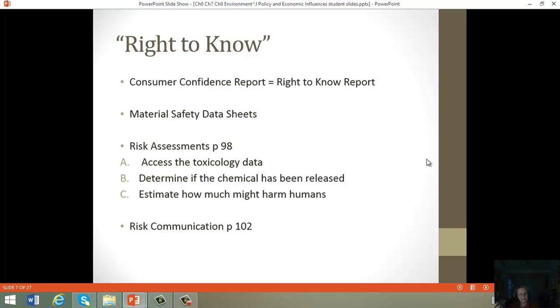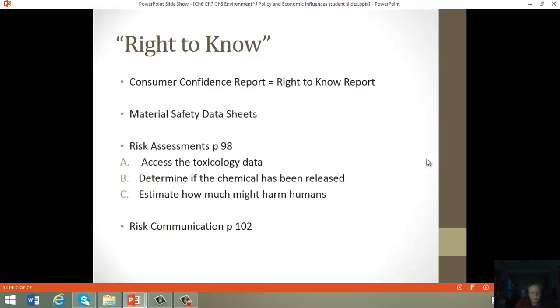And then the MSDS, they have 16 sections with things on there like the name, how do you store it, what do you do for a spill or contamination, how do you dispose of it, how do you transport it, and so forth, all the different specifics about that chemical. And then the risk assessment is the process of determining the risk and threat associated with an exposure.